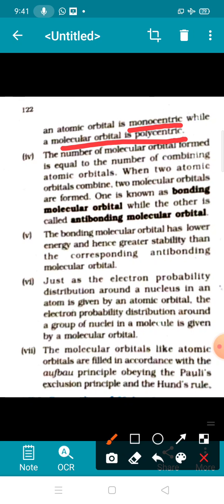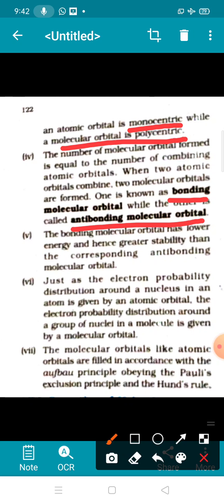Now comes another point. The number of molecular orbitals formed is equal to the number of combining atomic orbitals. Till here, it is the same as hybridization. In hybridization also you have seen that as many orbitals combine, that many orbitals form. But you see the next point. It says that when two atomic orbitals combine, two molecular orbitals are formed. One is known as the bonding molecular orbital, and the other is called the anti-bonding molecular orbital.